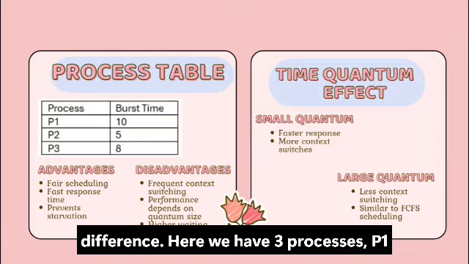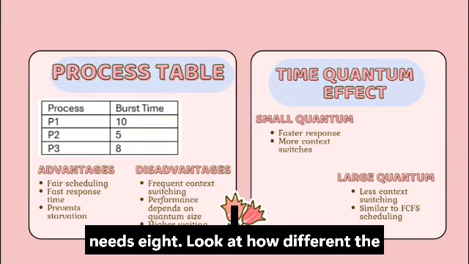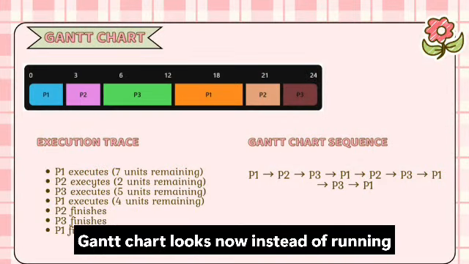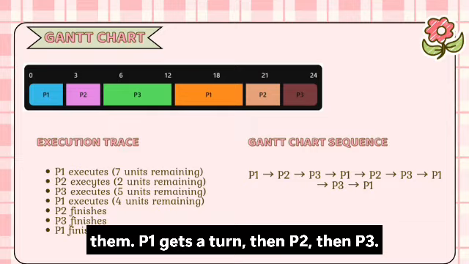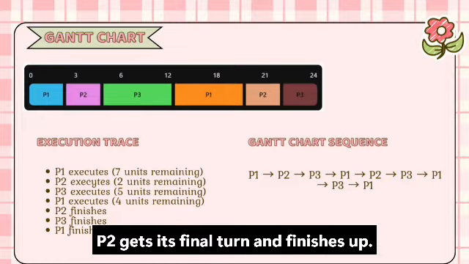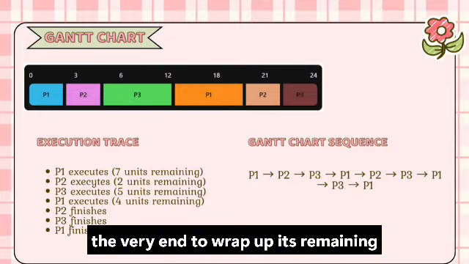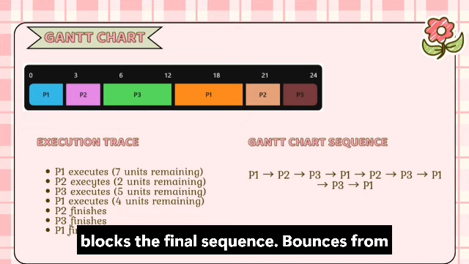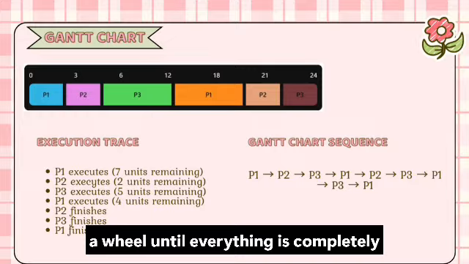Here we have 3 processes. P1 needs 10 units of time, P2 needs 5, and P3 needs 8. Look at how different the Gantt chart looks now. Instead of running to completion, the CPU cycles through them. P1 gets a turn, then P2, then P3. On the next pass, P1 runs again, and then P2 gets its final turn and finishes up. P3 finishes its remaining work right after, leaving P1 to take over the CPU at the very end to wrap up its remaining blocks. The final sequence bounces from P1 to P2 to P3 and keeps cycling like a wheel until everything is completely processed.